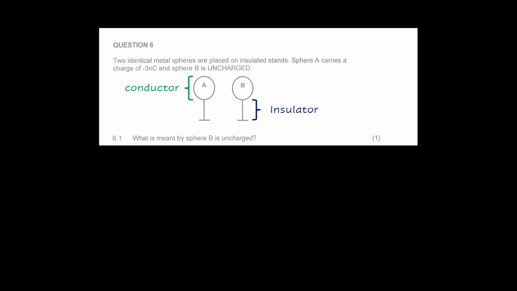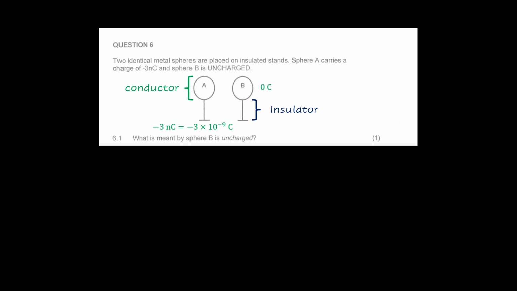The charge on sphere A is -3 nanocoulombs, which is equal to -3 multiplied by 10 raised to the power of -9 coulombs. Remember, nano means 10 raised to the power of -9. This means there is an excess of electrons on sphere A. That is, the number of electrons on sphere A is greater than the number of protons. Hence, it has this negative charge.